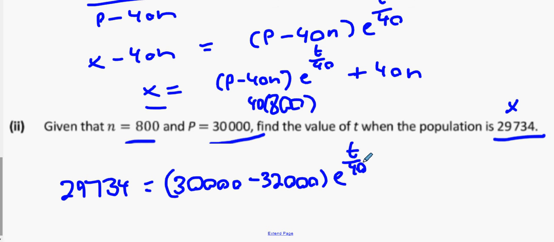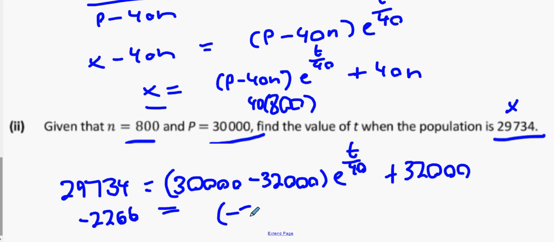And 40n is also another 32,000 over here. Yep. Okay. Your 29,734. We're going to take away 32,000. And we're going to get minus 2266. We're going to get minus 2,000 e to the t over 40.